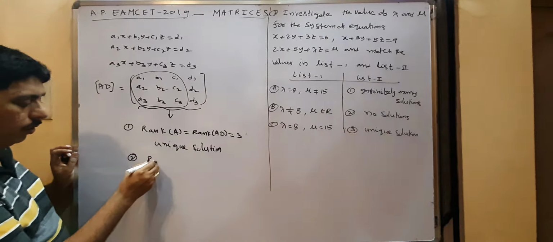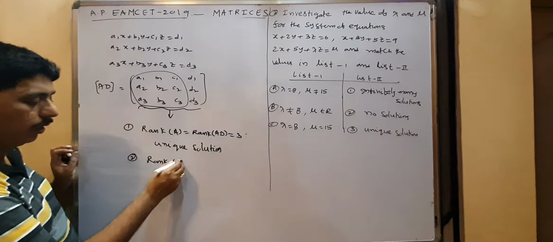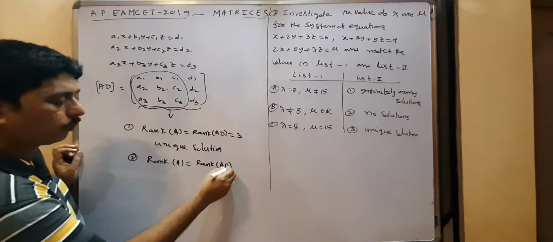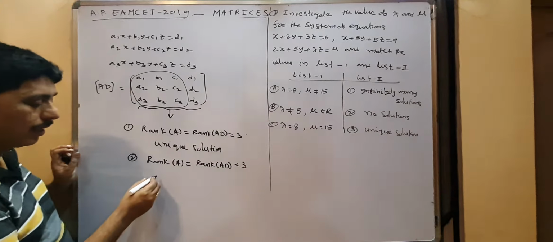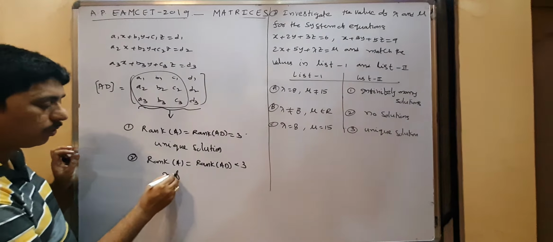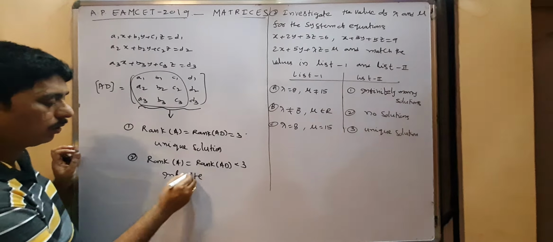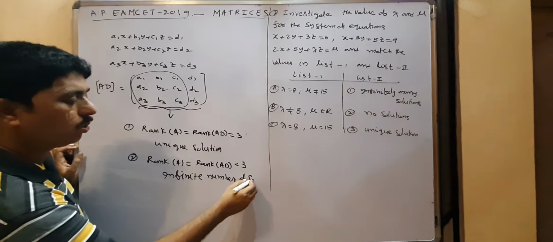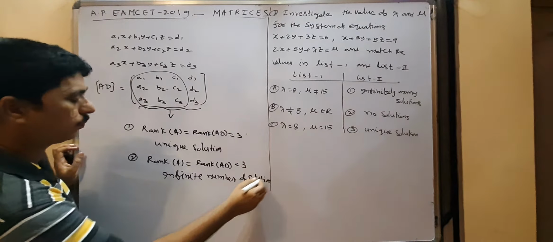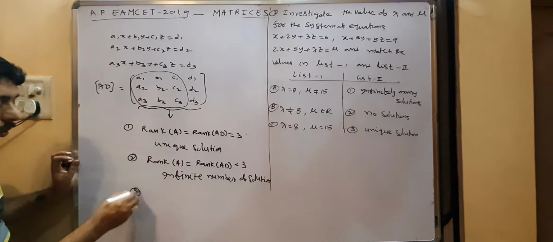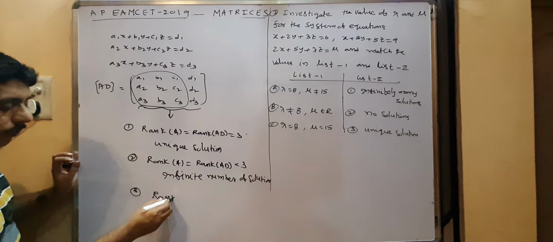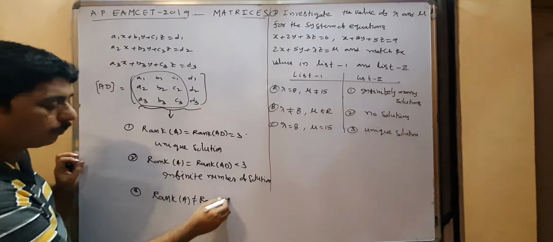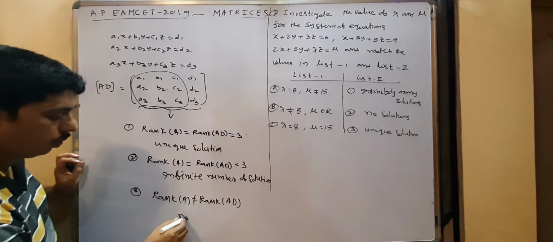Second, rank of A equal to rank of AD is less than 3. Consistent, with an infinite number of solutions. Next, third one: both ranks are not equal. Rank of A not equal to rank of AD means no solution.